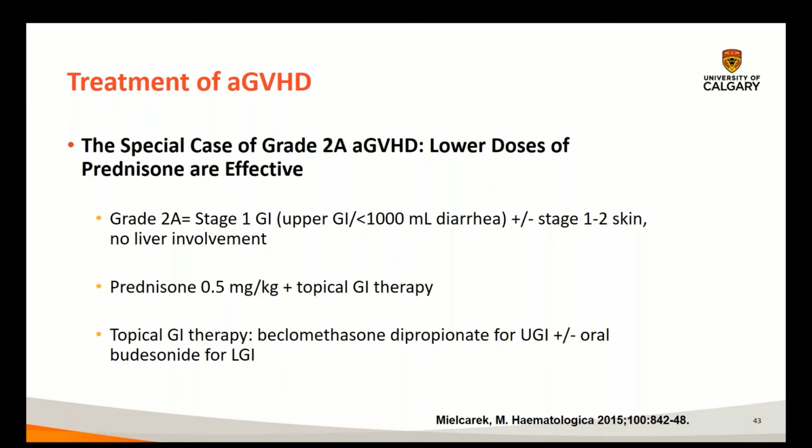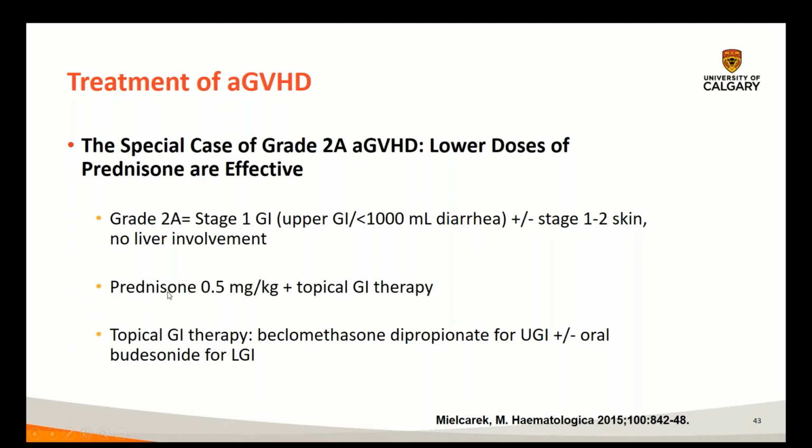And really the reason why it's important to separate this out from other grade 2 acute graft versus host disease is that it tends to respond better to therapy. And so there have been a couple of trials. The most recent one I've pasted down here for you, looking at lower doses of prednisone plus topical therapies for the GI tract, and they tend to be quite effective.